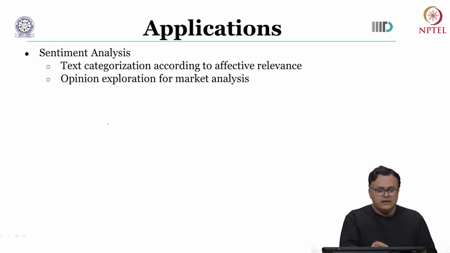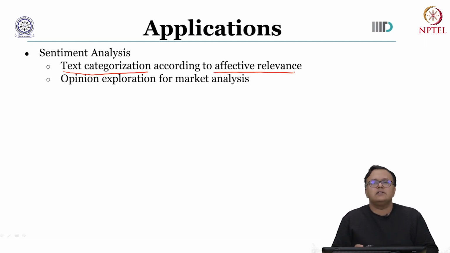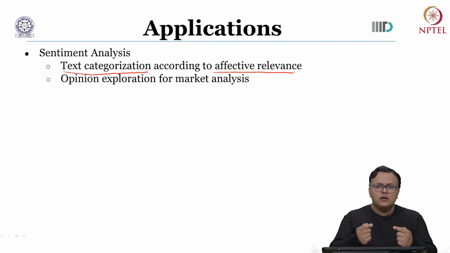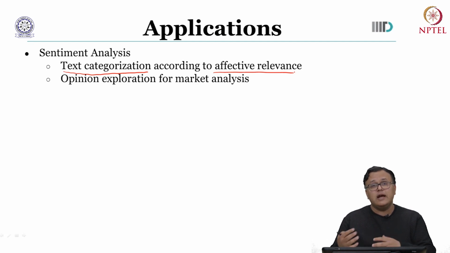Now, we see that this type of sentiment analysis in text is based on the text categorization according to what is the affective relevance. So, you read a comment on a website regarding a product. After you finish reading, you can actually tell if the user who was writing his or her feedback about that product felt positive or negative about that product, right?